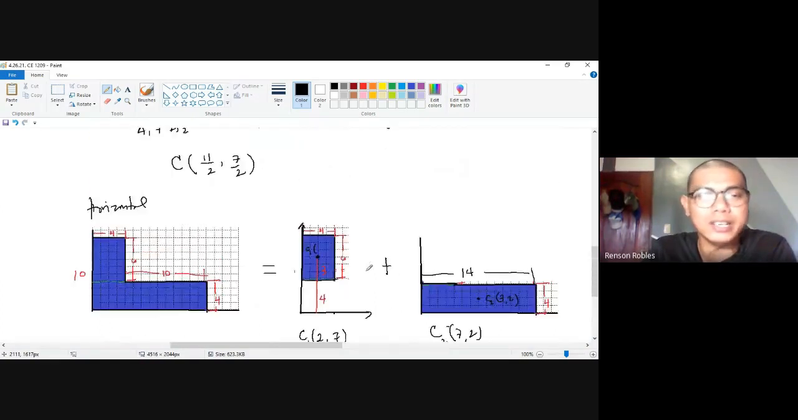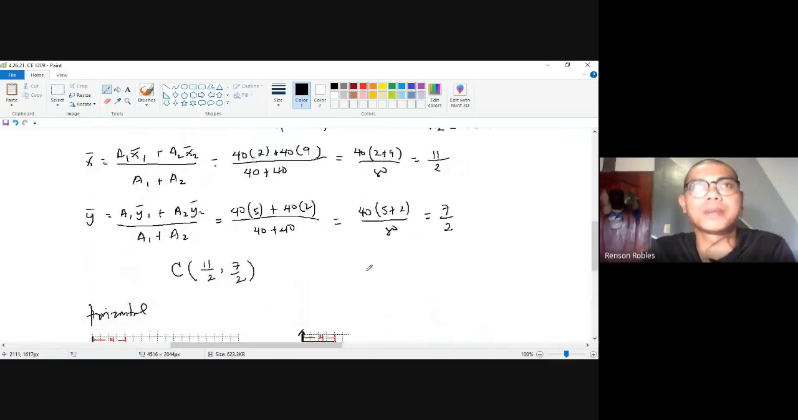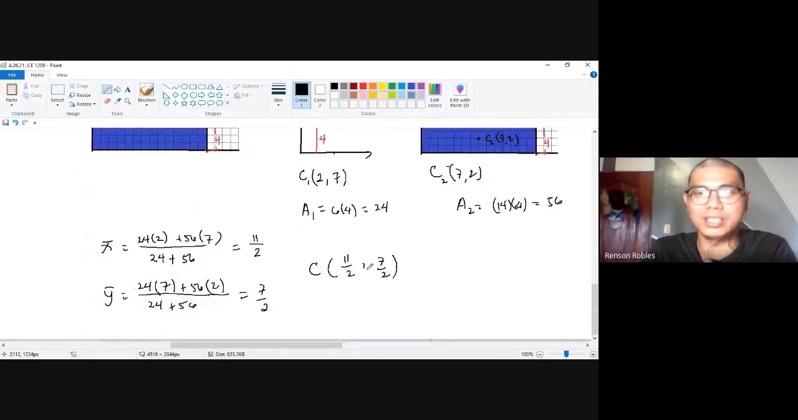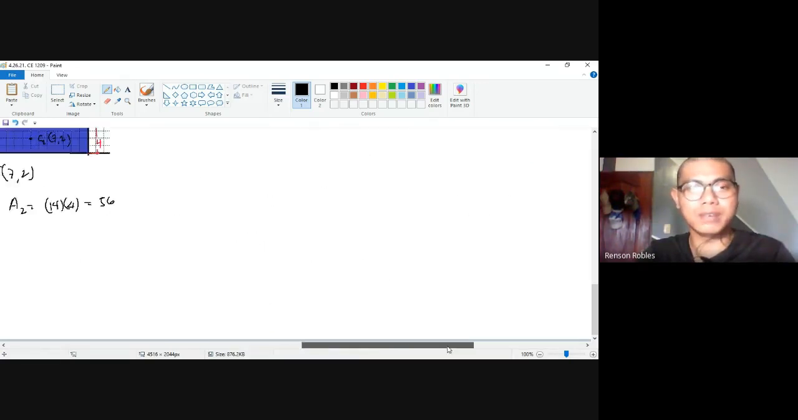Okay, so this particular example tells us that a particular problem can be solved in two ways. The centroid can be obtained in two ways depending on how we compute for the area. Okay, and then any question, clarification? None yet. Okay, so let's go now to the area of region bounded by different curves. So you will just use the same principle, same formula.